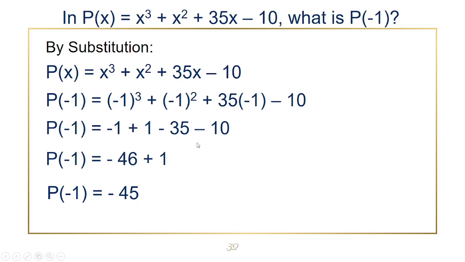So, what can you say? The same answer both for synthetic division and by substitution. So it means to say the value of the polynomial is really negative 45. Therefore, the answer is correct. So, that's it, guys, on the use of synthetic division method.